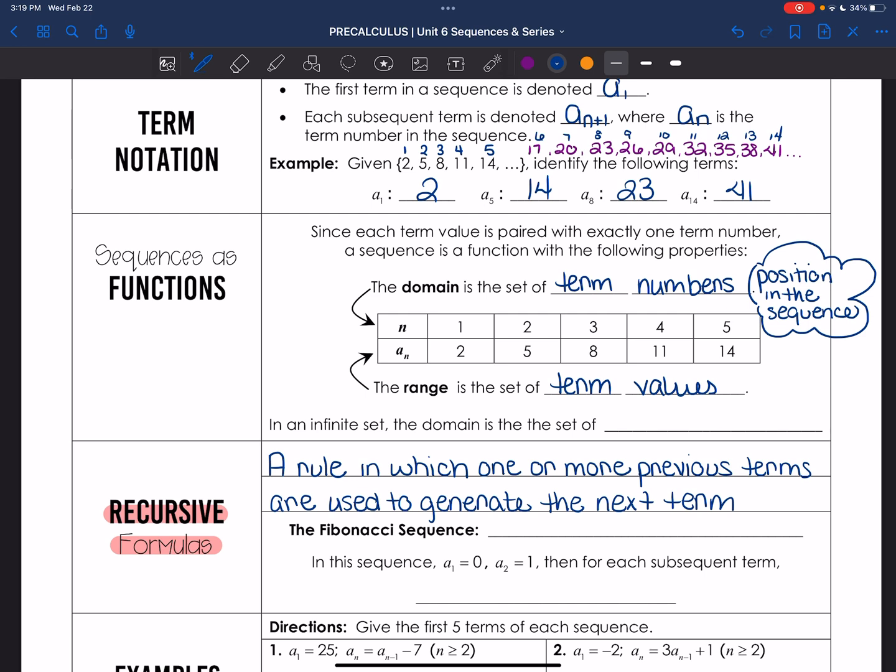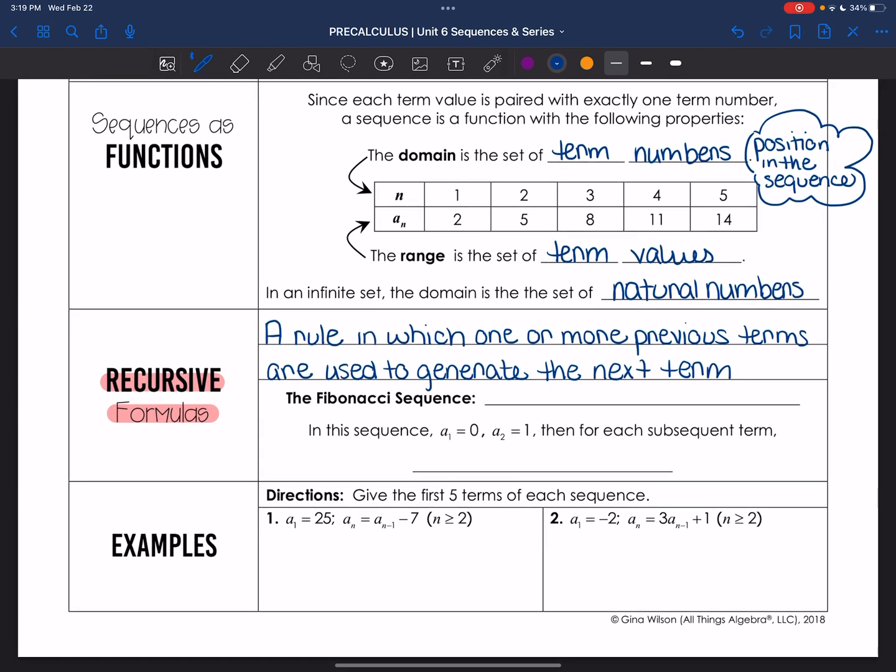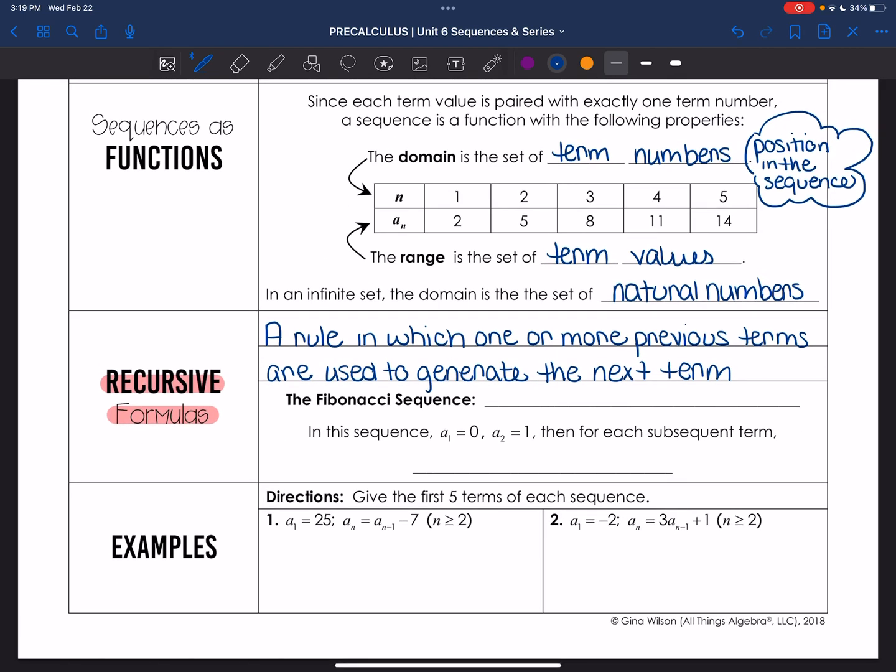For an infinite set, the domain is the set of all natural numbers, meaning those counting numbers beginning at 1. So we go through all of that, and now we talk about the formulas, the way that we can write a formula to define our function that is our sequence.